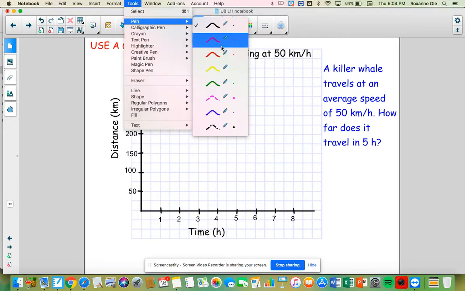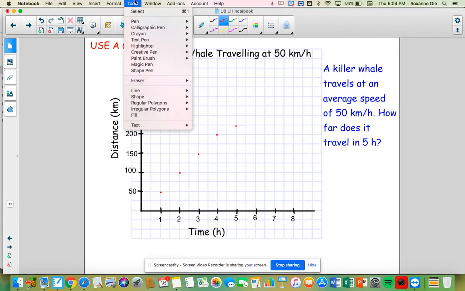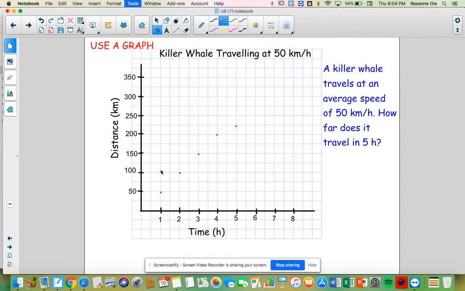So let me just put our dots in here. So after 1 hour, it has traveled 50 kilometers. After 2 hours, it's traveled 100, because we're going up by 50 every time. After 3 hours, and after 4 hours. So we could continue like this, and we could figure out, we wouldn't have to keep going. We could figure out just by connecting these dots, and I'll show you how far he went in 8 hours.